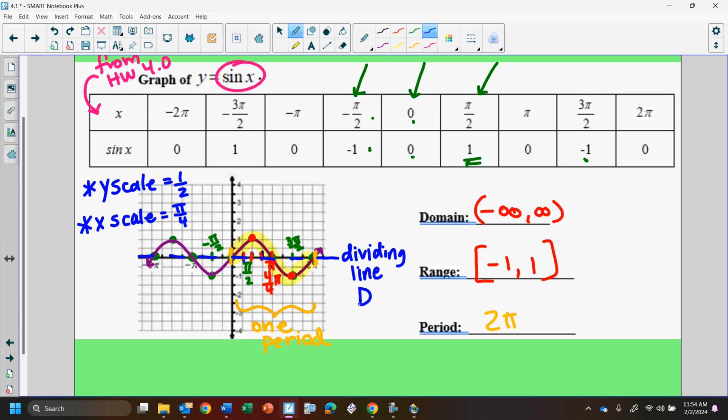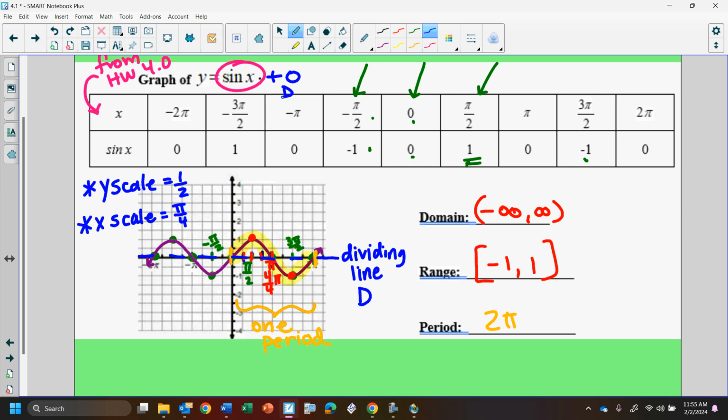Where do you think D is in the equation for sine and cosine? 0. In this one, it is at 0. Why do you think that? Because it's plus or minus. Exactly. D is normally that number that we add or subtract at the end, right? Well, what is adding or subtracting here at the end? 0. That's the D value. That's why that dividing line is at 0 for the parent function. Does that make sense?